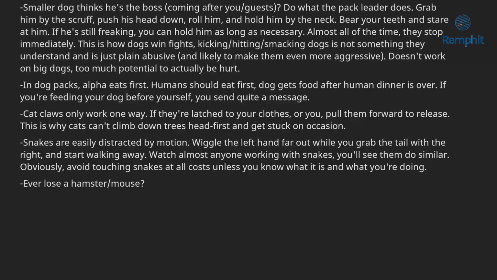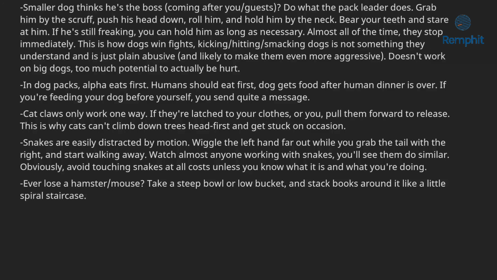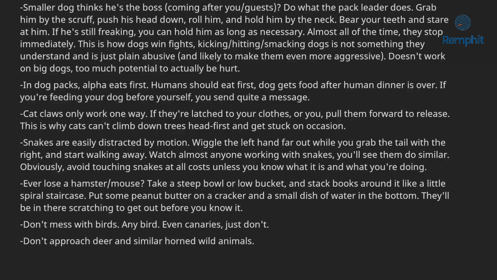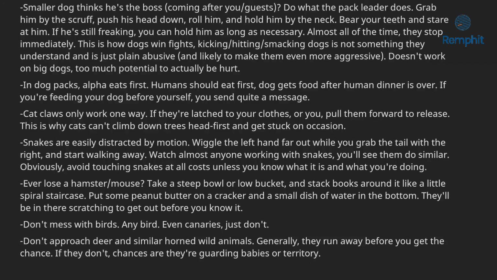Ever lose a hamster or mouse? Take a steep bowl or low bucket and stack books around it like a little spiral staircase. Put some peanut butter on a cracker and a small dish of water in the bottom. They'll be in there scratching to get out before you know it. Don't mess with birds. Any bird. Even canaries. Just don't. Don't approach deer and similar horned wild animals. Generally, they run away before you get the chance. If they don't, chances are they're guarding babies or territory. They're very good guards.